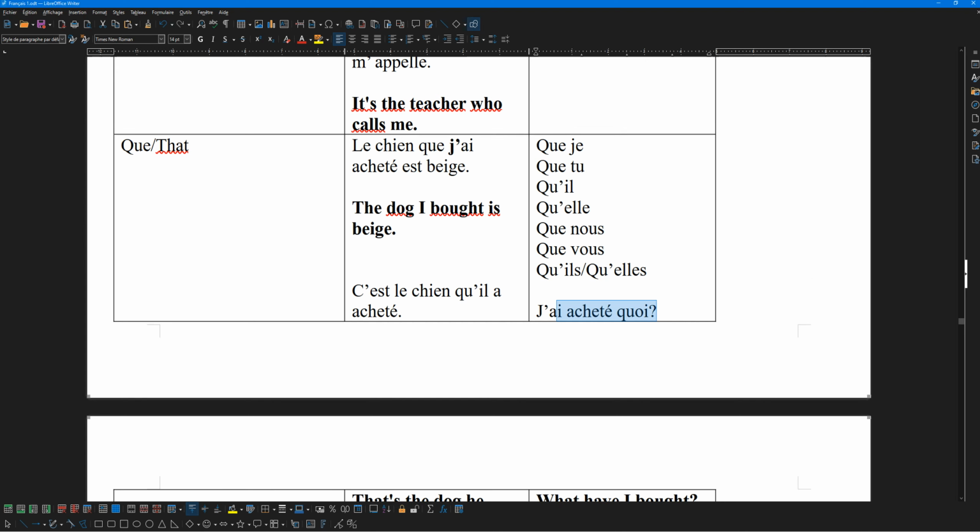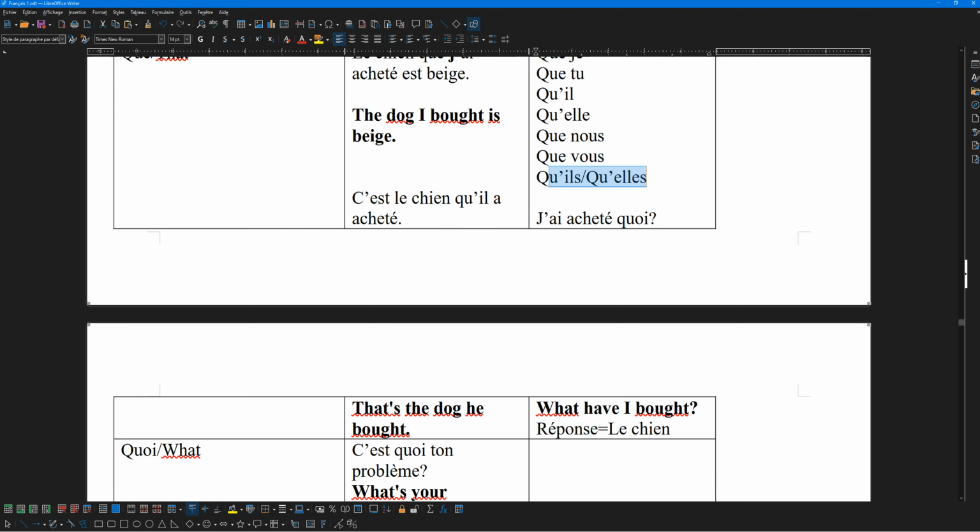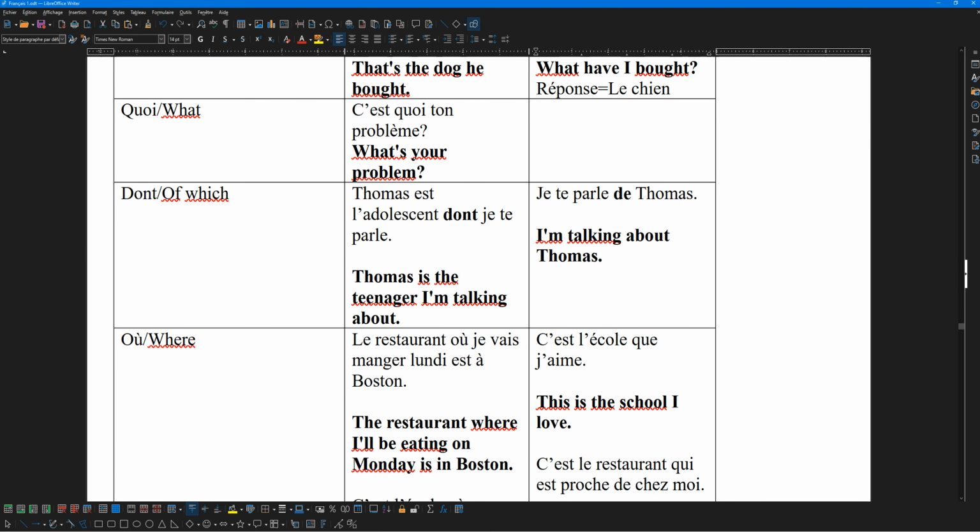So when I find the complément direct, j'ai acheté, I bought what? It's the dog. So the dog will be replaced by que. But que is not doing the action, it's me that is doing the action. Que will be with the pronom sujet. You'll see que je, que tu, qu'il, qu'elle, que nous, que vous, qu'ils, and qu'elles. Quoi, what, will replace something. Like, what's your problem? C'est quoi ton problème?